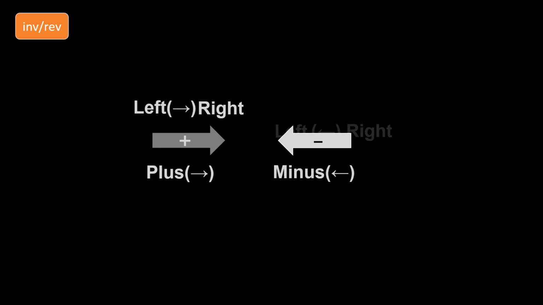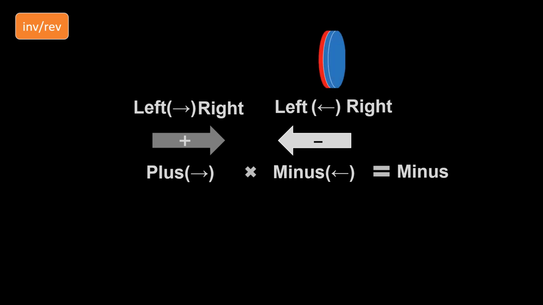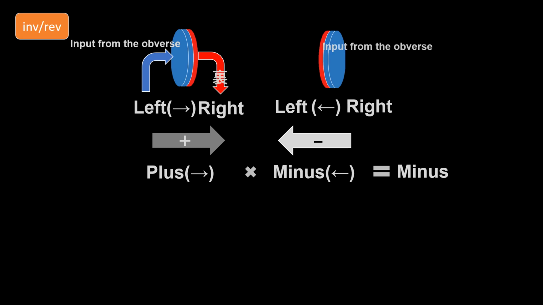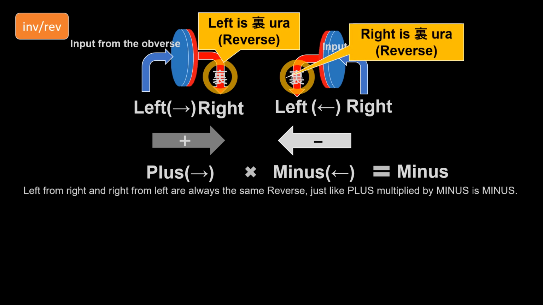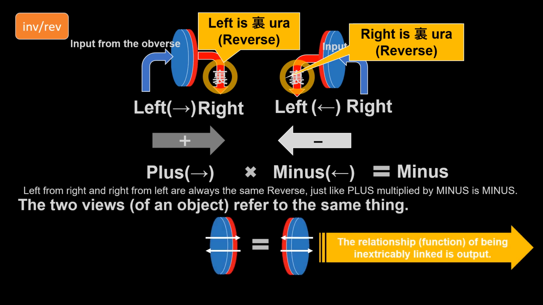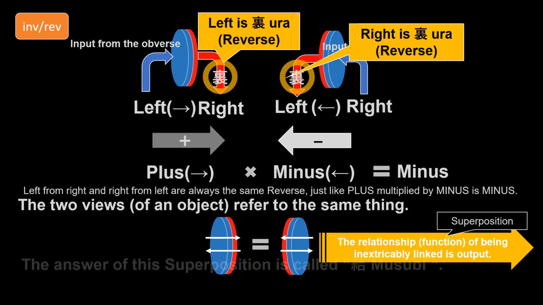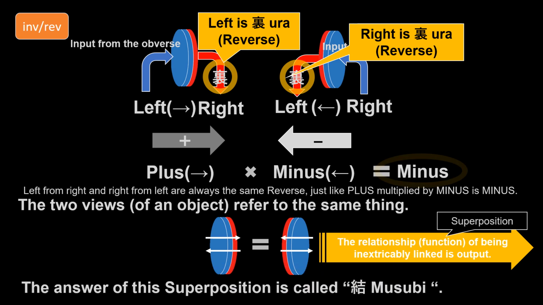Plus, minus. Vector plus, vector minus. Left to right, right to left. Plus multiplied by minus is minus. Thinking of it as a vector of plus and minus, if you decide to always input from the front and back of the coin, the output will always be back, regardless of whether it is right or left. Think of this as a shared quality, defined as Rev. The two views of an object refer to the same thing. The relationship, function of being inextricably linked is output. The answer of this superposition is called musubi.